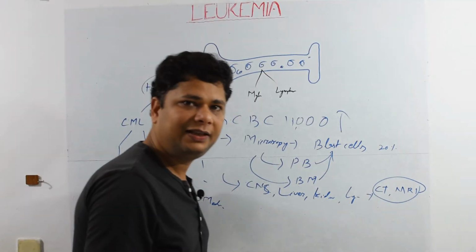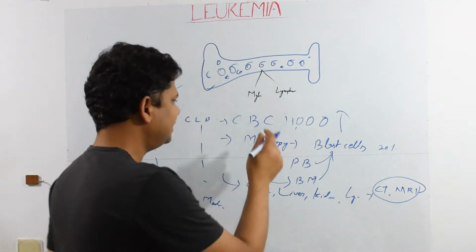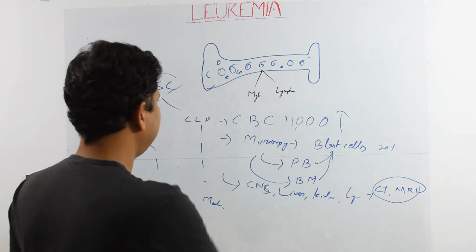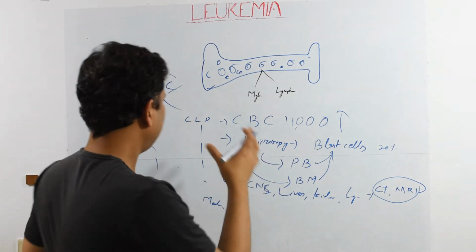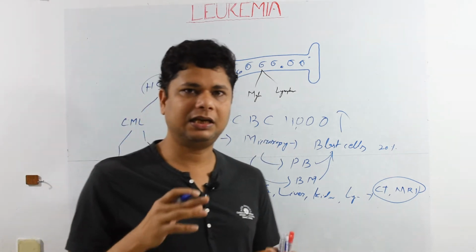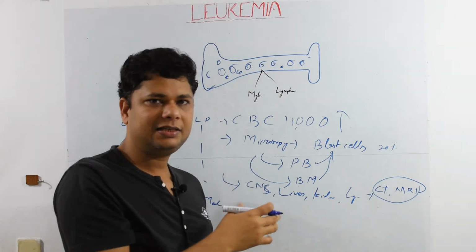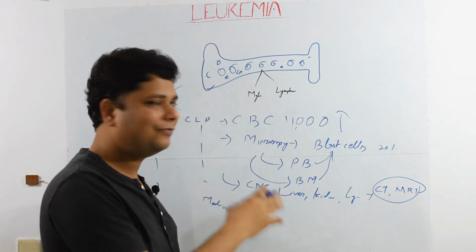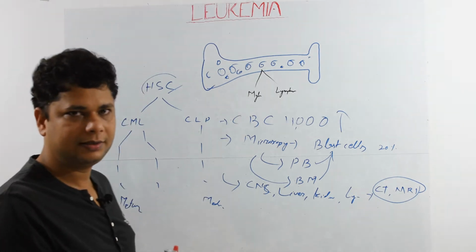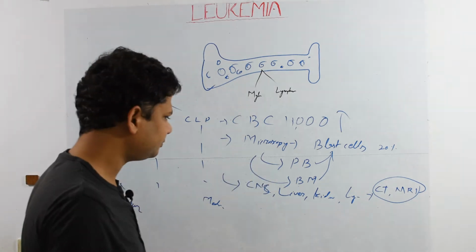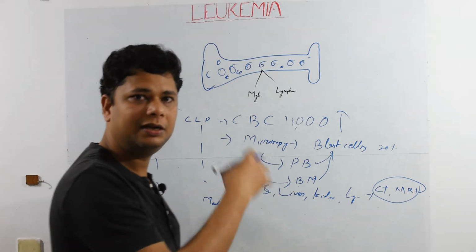Another very important thing in testing is checking the karyotype of these cells, because in most cases chromosomal mutations happen. After karyotyping, they can find out what kind of mutations are present in the chromosomes. That is very important for targeted therapy.